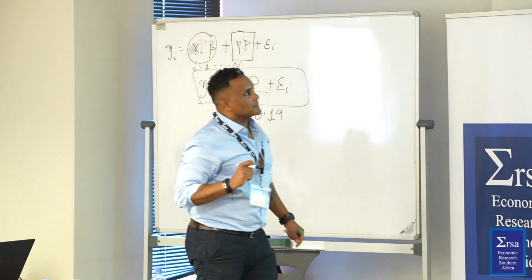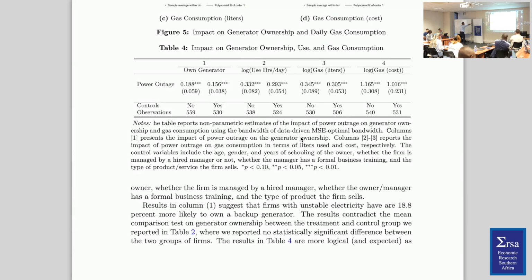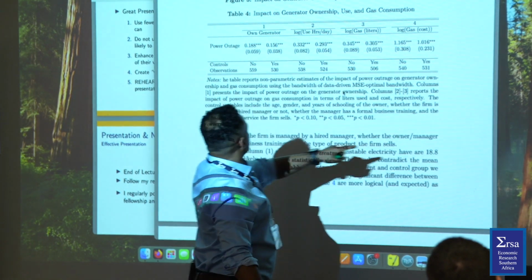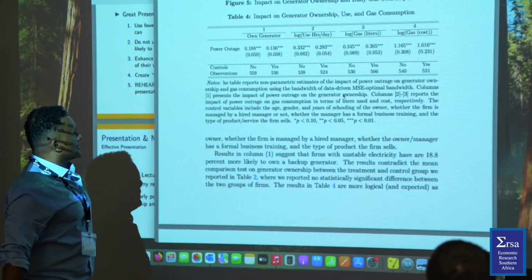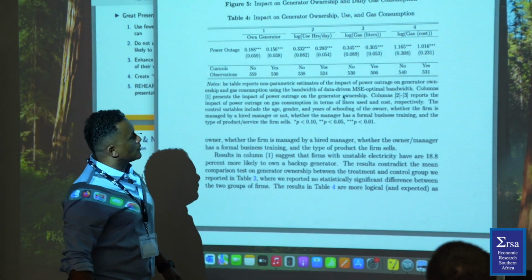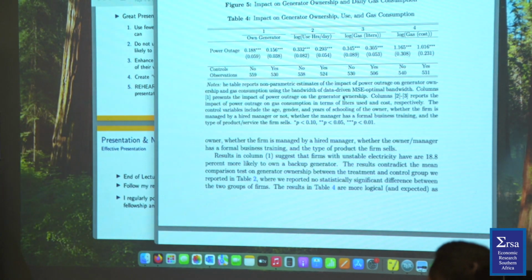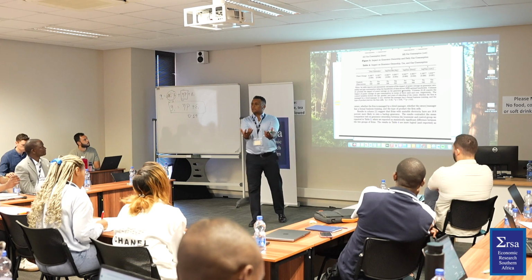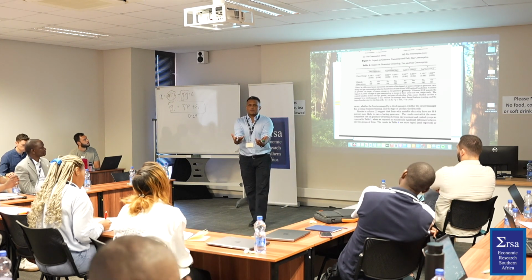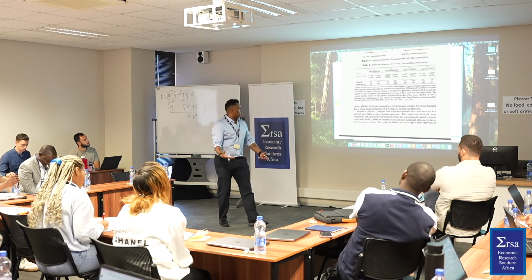Doing that is important because when you add all those control variables, look at these control variables. The control variables include age, gender, years of schooling of the owner, whether the firm is managed by a hired manager or not, whether the manager has a formal business training or not, and the type of product or service the firm sells. All these variables also affect your generator acquiring decision.